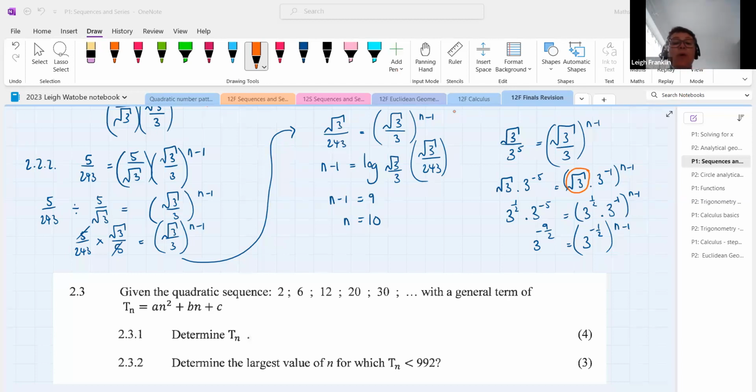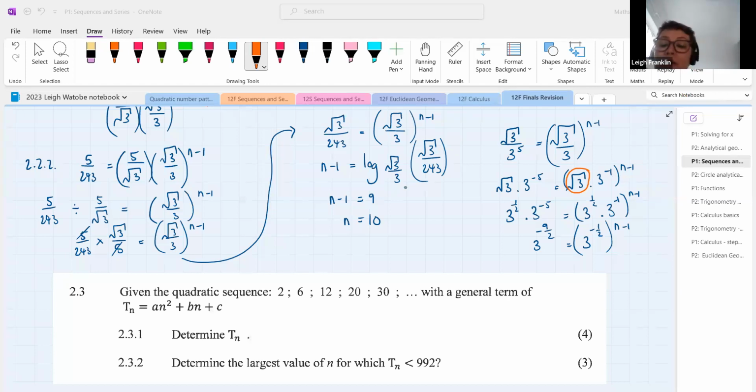Okay. So everybody, as an alternative, if you didn't use logs, which clearly is probably the easiest thing to do here, but you don't have to do it this way. The important thing, if you're going to do it by making the bases the same, you've got to write root 3 as 3 to the power of a half, and then say, when I multiply like bases, I add my exponents.